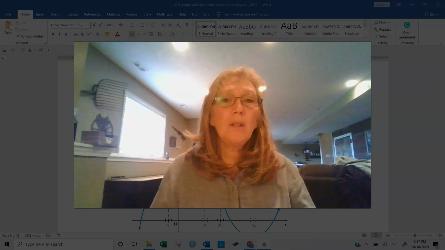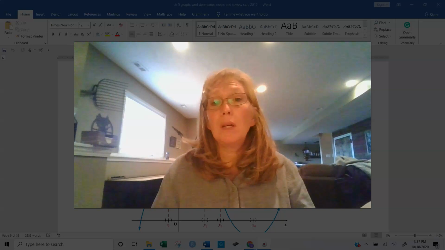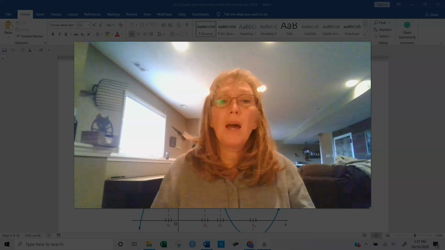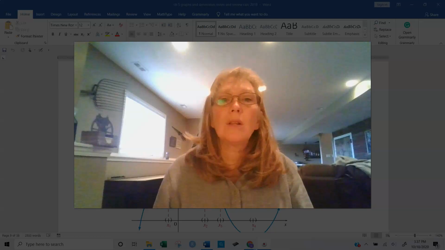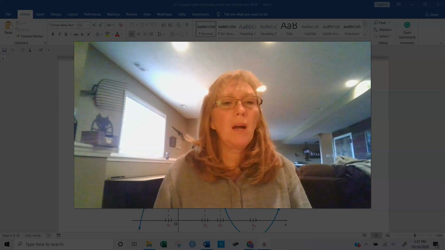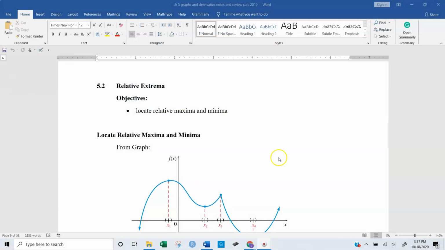All right, so in these notes, we're going to talk about relative extremas, so minimums and maximums is what we're looking at, how to find them, and what they look like on the graph. So make sure you have 5.2 open, and let's go.